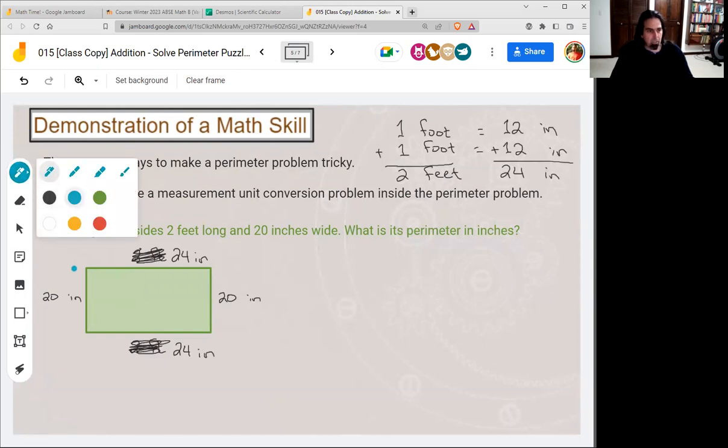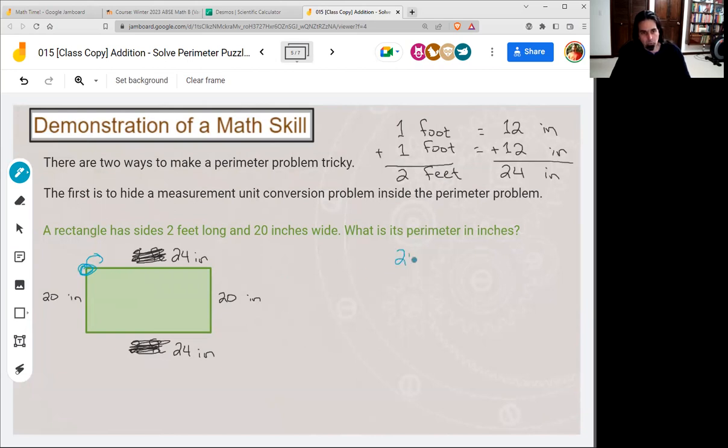Then again, pick one place to start so I don't mess up. 24, then the 20, then the 24, then the 20. Add things up. 4 and 4 is 8. I don't need to carry. 2, 4, 6, 8. So 88 inches total.